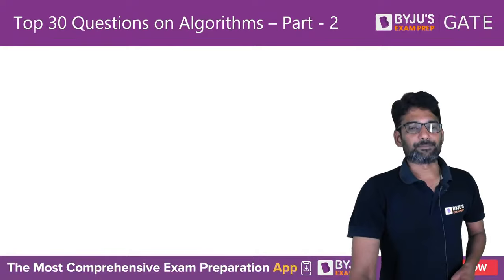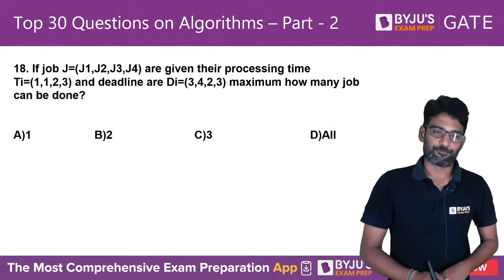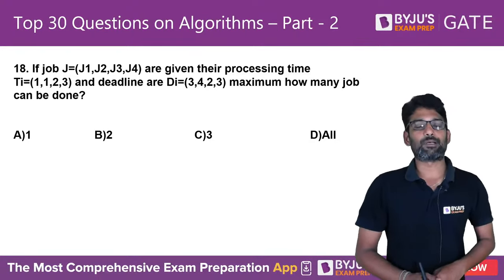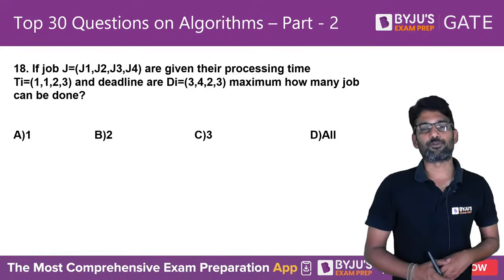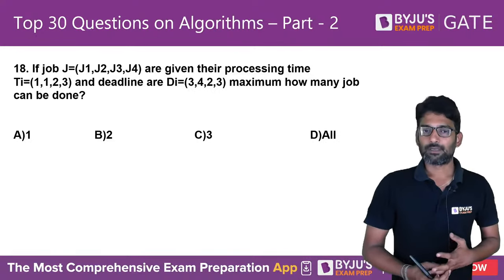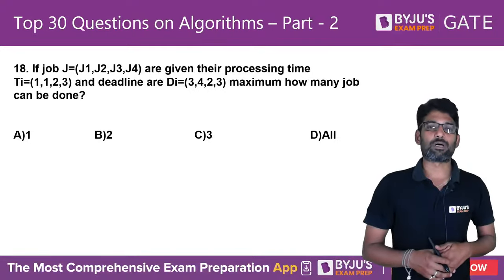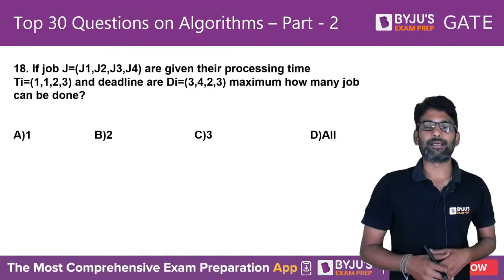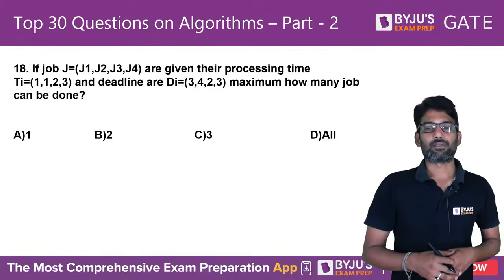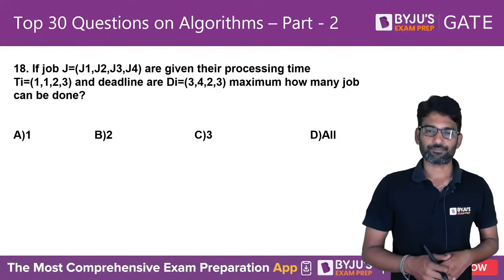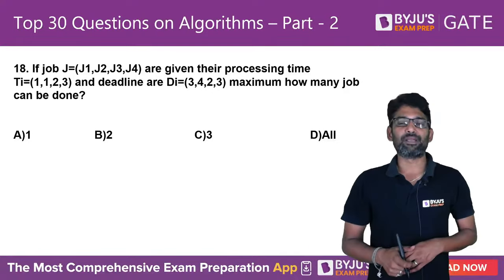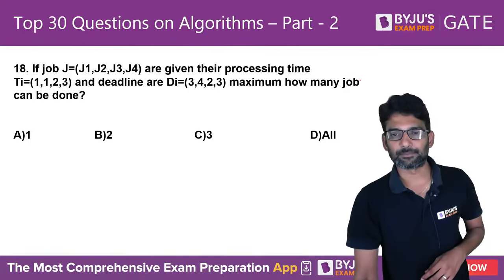Question number 18. If job set J equal to J1, J2, J3, J4 are given, their processing times Ti are 1, 1, 2, 3 and the deadlines Di are 3, 4, 2, 3. Maximum how many jobs can be done?